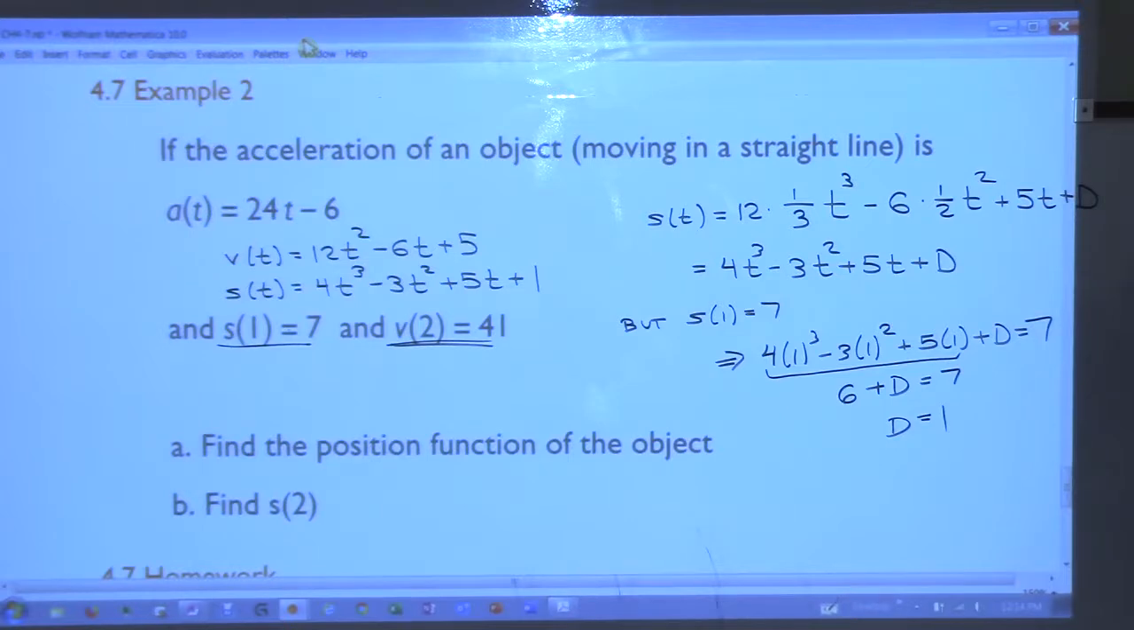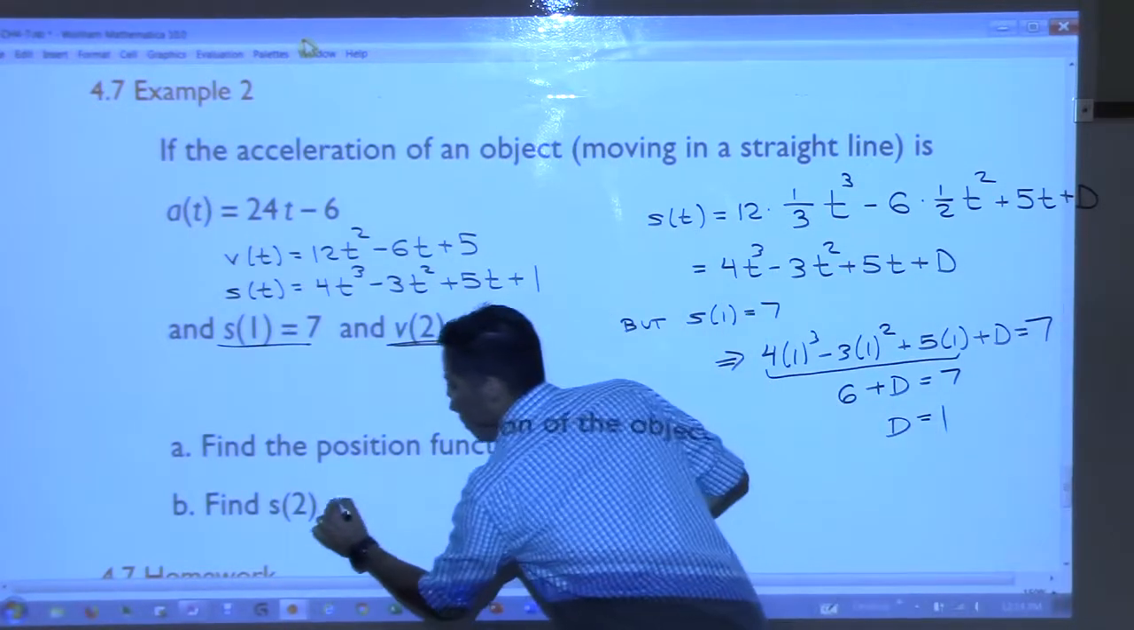I don't think I'm going to do that. What does it turn out to be? 31. 31, so this would be 31.